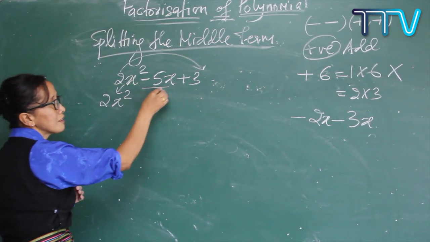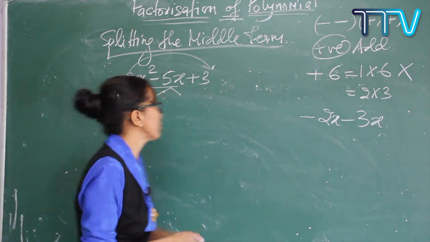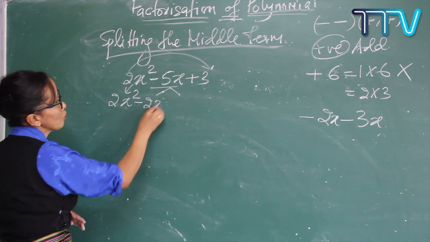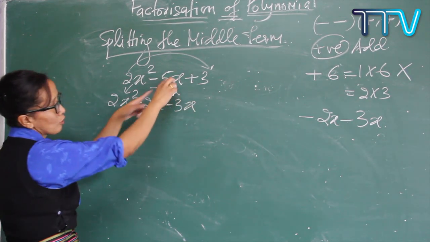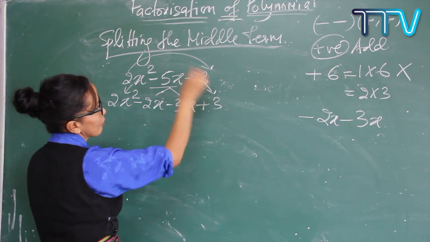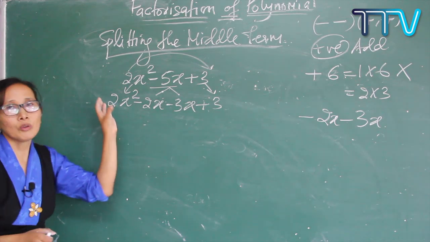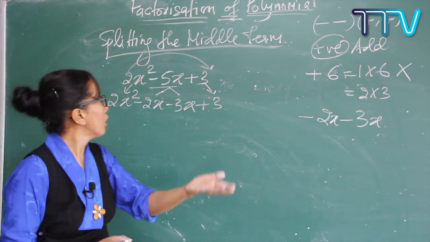Now you are going to split this into 2 parts. What 2 numbers are there? Minus 2x and minus 3x. You can write it down, minus 2x and minus 3x, and you are splitting this into 2 parts. You can just write this as a constant. So you can just keep on writing in this space. And after writing this way, you have done it in the algebraic expression.